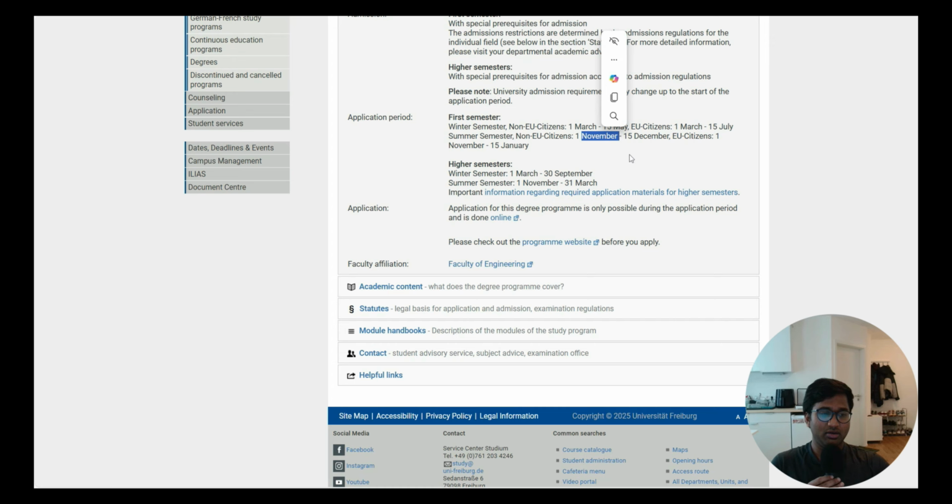That's the reason we started today, because I knew it would have started, and we can also show you how to apply. So today at the end you will see how we register for the application portal, which is here online.